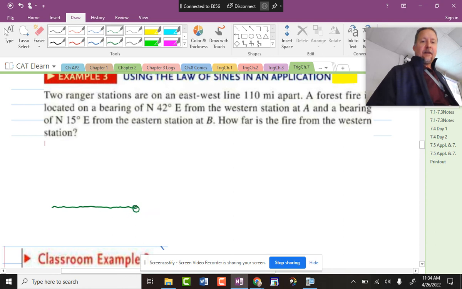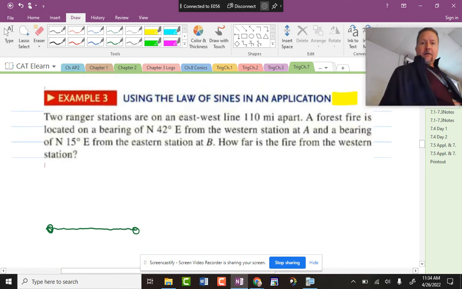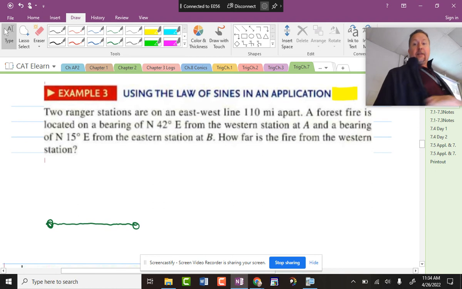Because when I look at these bearings, if you remember this question, those out there listening, you really should know where these two stations are. We'll call them station A and station B, and it really depends on what the bearings are. Okay, and they do have it as station A. So north 42 east.